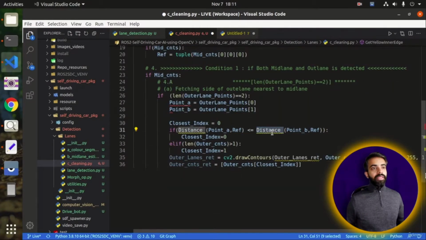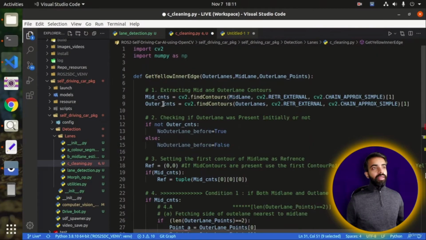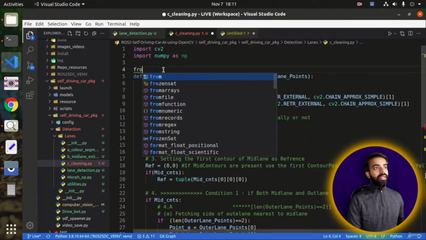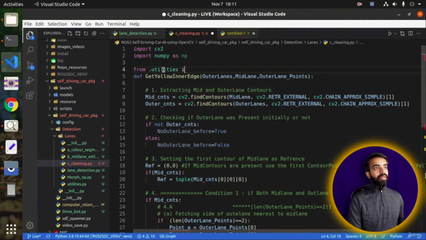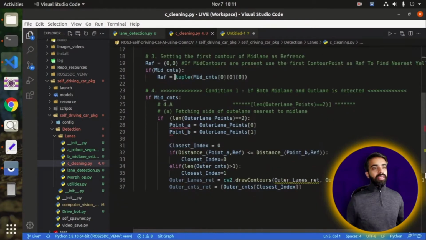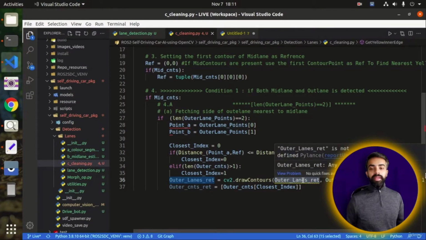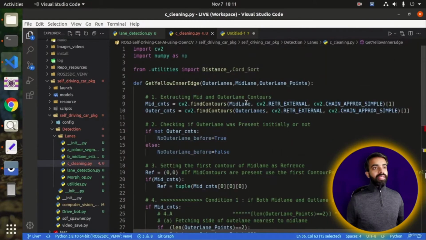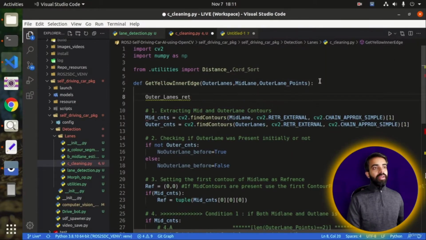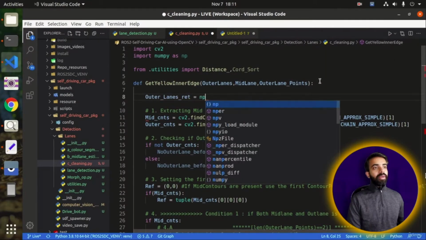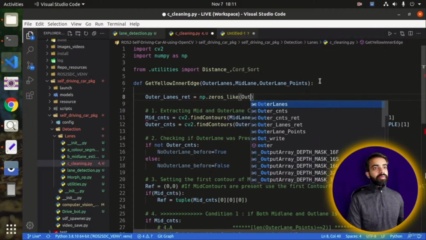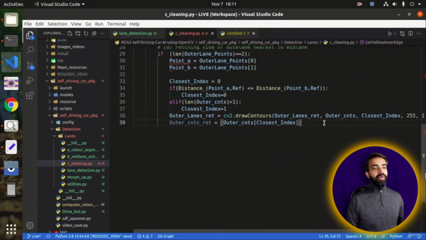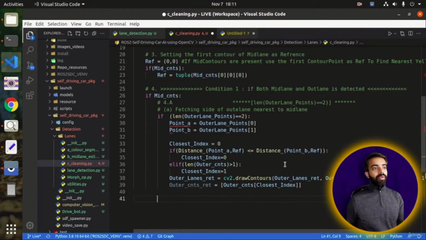Now here, we use the function distance, which is a part of the utilities.py. So we need to import it from utilities. Import distance. We also import coordinate sort, which might come handy later on. Here, what you will observe is that whichever side is the closest is drawn on a new matrix variable, outer lanes return. Now this will be created by the same outer lanes, but instead it will be empty at the moment. And whenever we retrieve the correct outer lane, it will be drawn on this particular matrix. Now, once we have drawn that particular matrix and retrieved its contours, we can proceed to the other case.